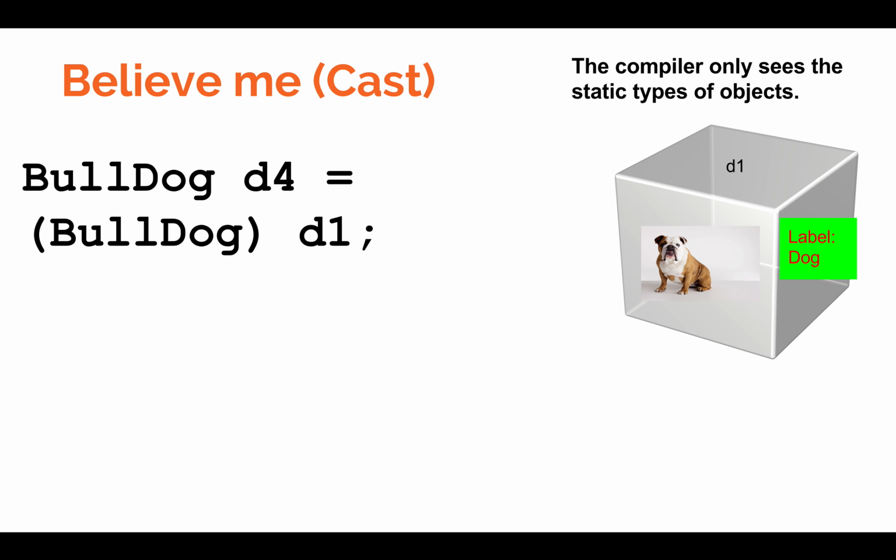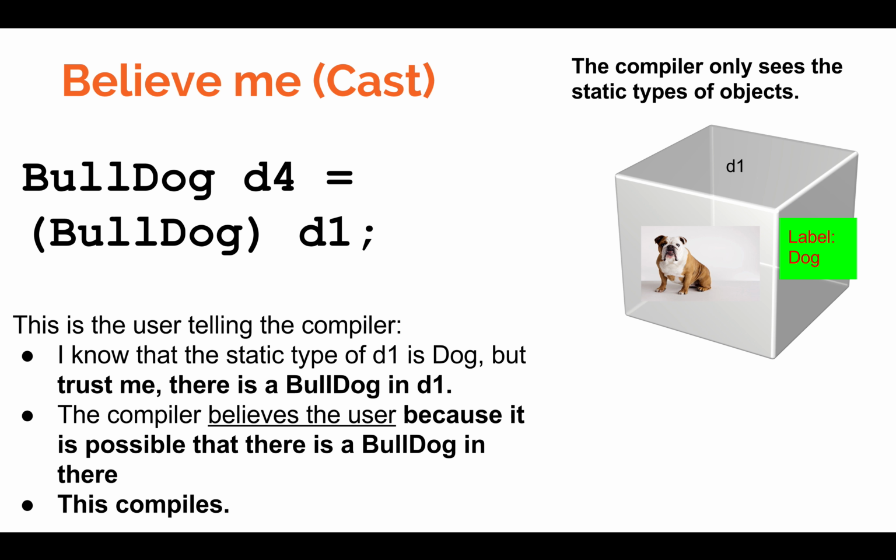Okay, so the compiler will actually believe us, and like I said, this is the user telling the compiler. The compiler believes the user because it is possible that there is a bulldog in there. There's something here that I have written in bold, but let's look at the second bullet point. This is super important. Keep this in your mind because I'll be coming back to this in about 60 seconds. Because it is possible that there is a bulldog in there.